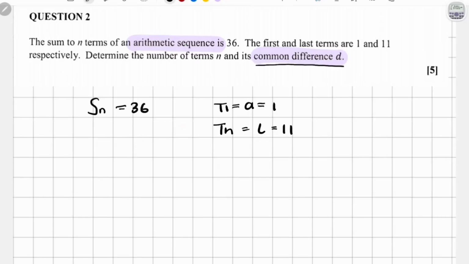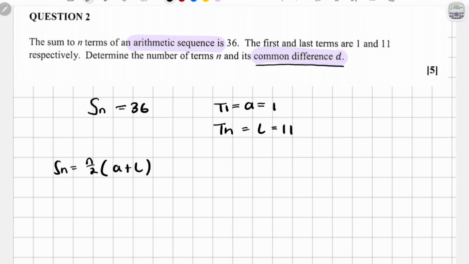Okay, so to find this one, since we know A and we know the last term, I was thinking, how about we use the sum of an arithmetic sequence formula that says Sn is equal to n over 2 multiplied by A plus L, right? But how will this help us? Well, we don't know what n is. So we could use this formula to first find n. But at the end of the day, we need to find the common difference.